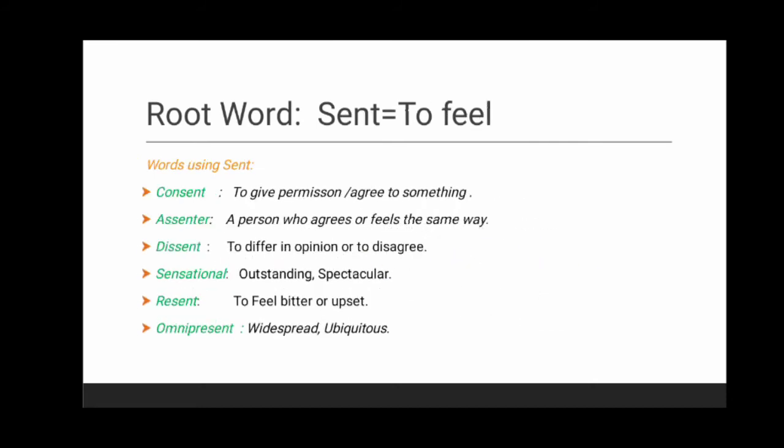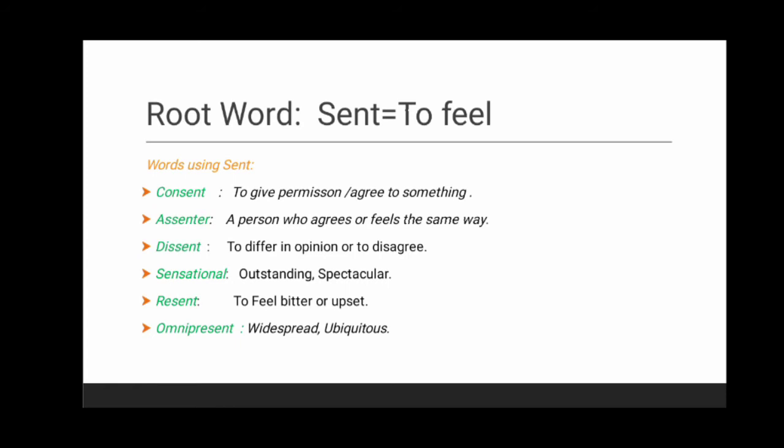And coming to the next root word, scent, which means to feel. And here are the words using scent. The first word is consent, which means to give permission or agree to something. Coming to the example sentence, no one may use the vehicle without the consent of the owner.